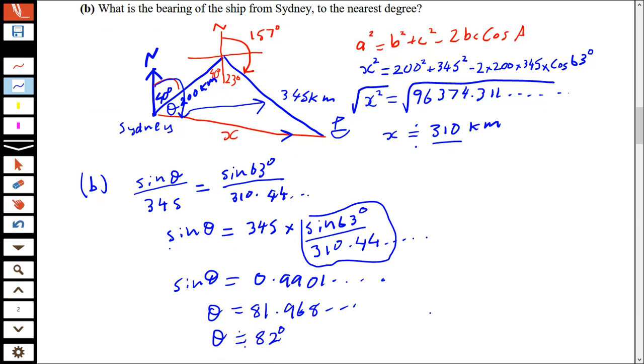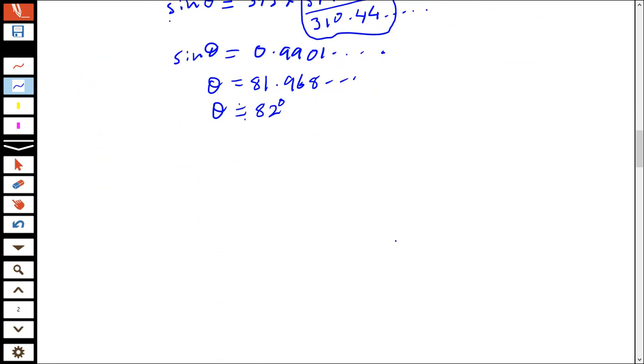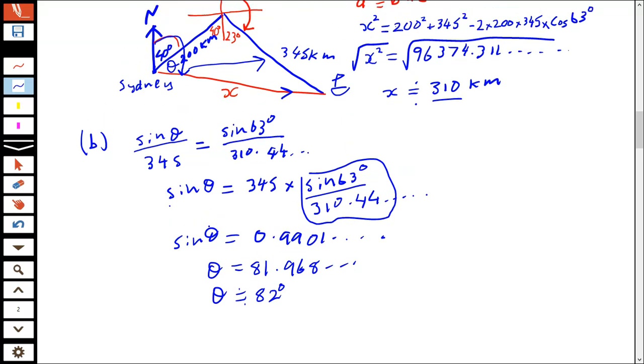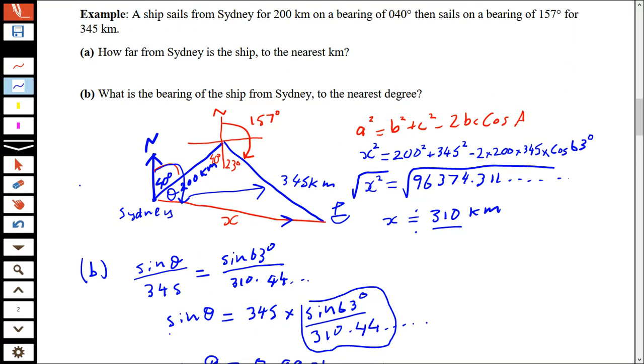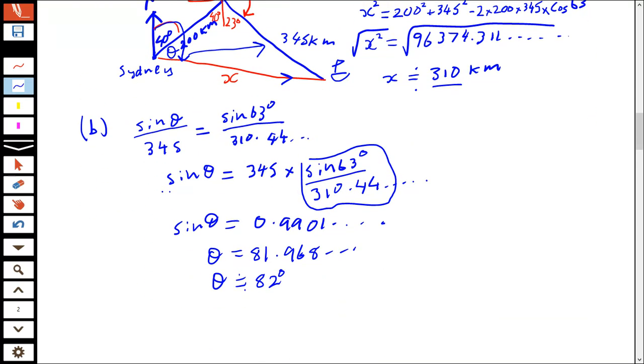All right. Now, next question. Oh, no, that's not the answer, is it? Because theta is 82. But what did we want? We had to add 40 degrees to that. So the bearing will be the 82 degrees plus the 40 degrees, which is 122 degrees.